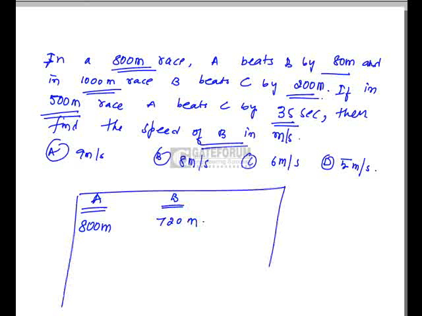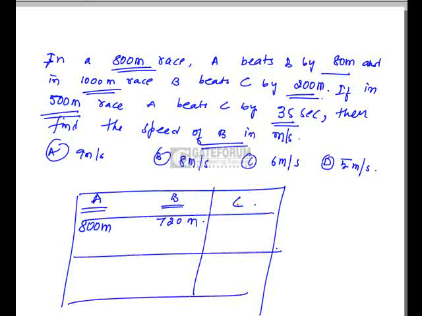Now, let us look into the relation between B and C. It is given that in a 1000 meter race, B beats C by 200 meters. That means the difference between B and C will always be 200 meters. So if B is running 1000 meters, C will run only 800 meters.